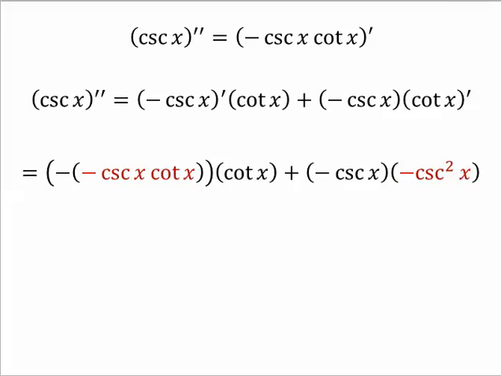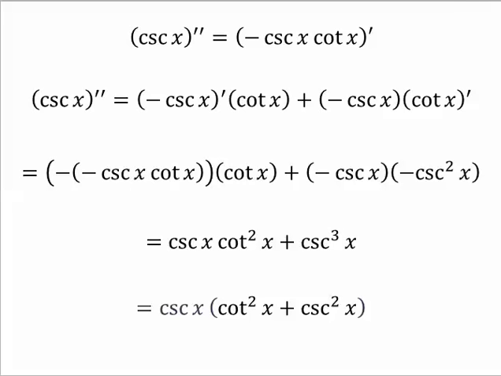I have double negatives for the first term and double negatives for the second term. So my first term, when it cleans up, I'm left with cosecant times cotangent squared. And my second term, I've got two negatives again, and so I'm left with cosecant to the third of x. You can pull out the cosecant x if you want to. For me, on a test, either the last answer or the second to the last answer would be fine.